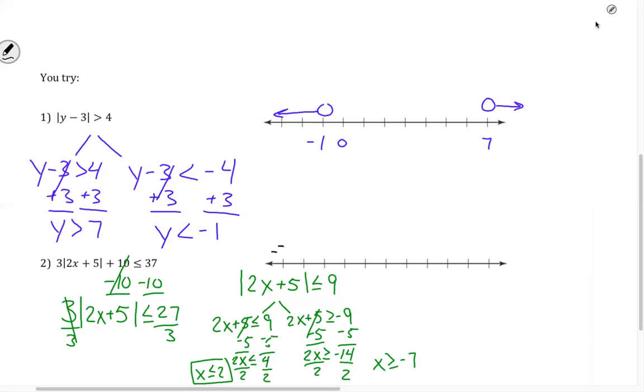So I'm going to put -7 here, 0 here, and then like 2 here. To graph it, it's a closed circle at -7. I'm shading to the right because it's greater than. Here, x is less than or equal to 2, so it's a closed circle, and I shade that way. So notice it's an and inequality. All right.